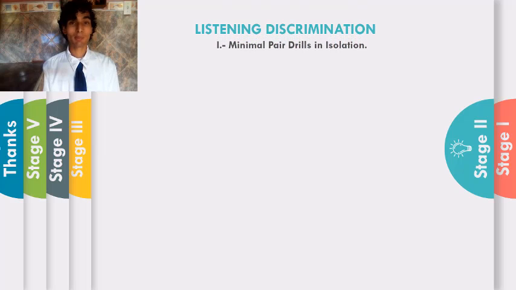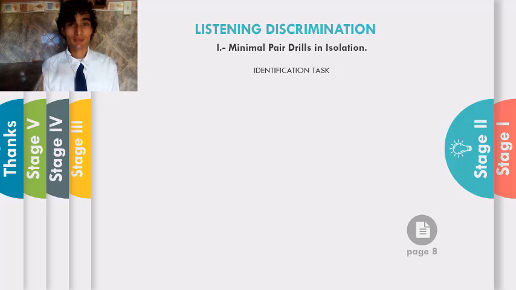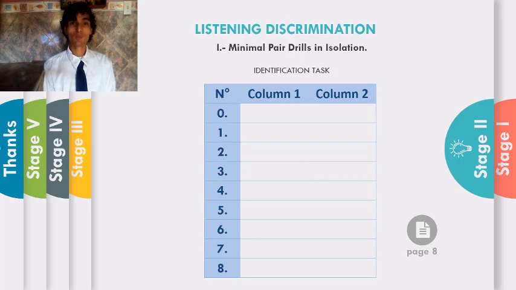We will do some minimal pair drills and isolation exercises now. Let's go to page 8 and do the first exercise for stressed schwa sound, which is an identification task. What you have to do is listen carefully to the words I am going to say. Remember that stressed schwa can be compared to a variety of sounds with the same nature. Place a check mark in column 1 if it contains the stressed schwa sound, and place a check mark in column 2 if it does not contain the stressed schwa sound.